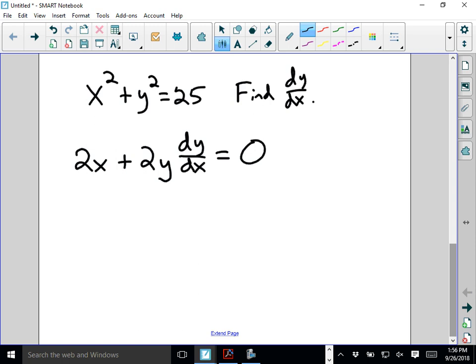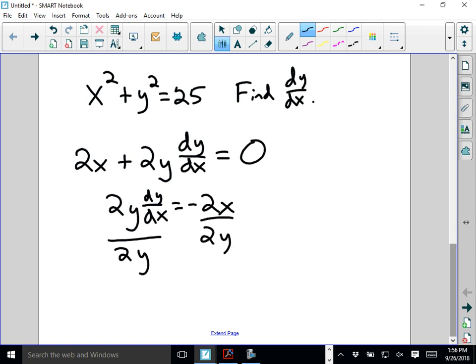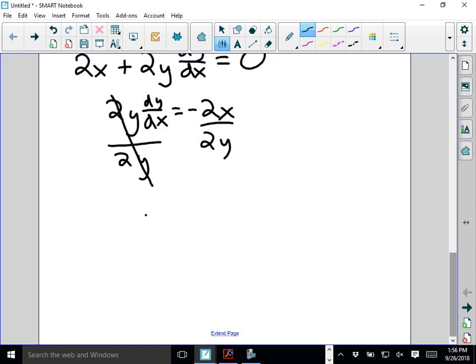Now all we have to do is get dy dx alone. Well, the first step to getting dy dx alone would be to subtract 2x from both sides. Zero minus 2x is obviously negative 2x. The last thing I want to do to get dy dx alone is to divide by 2y. And divide both sides by 2y. And when I do that, I get dy dx equals negative 2x over 2y.